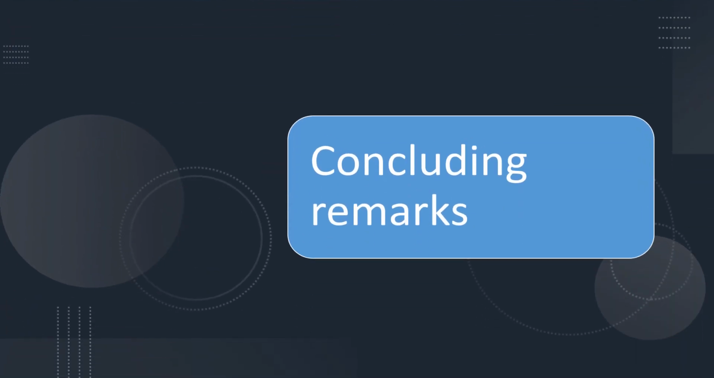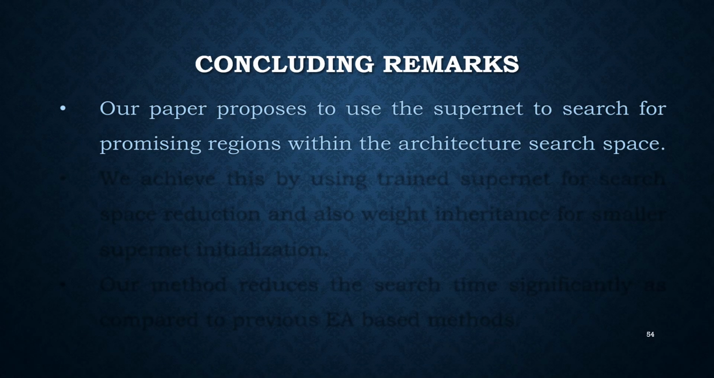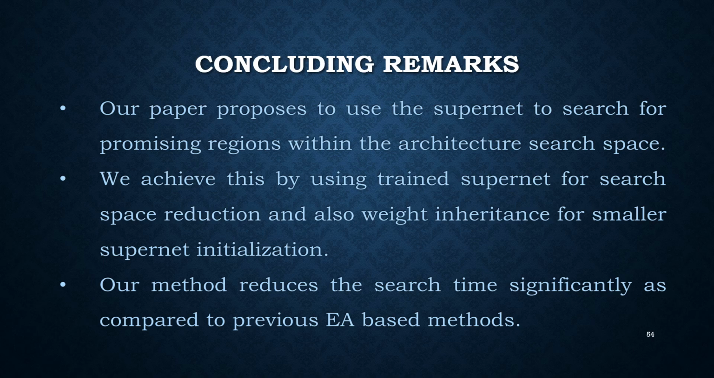Finally, in conclusion, our paper proposes to use the supernet to search for promising regions within the architecture search space instead of trying to search for the best architecture in the search space. We achieve this using the trained supernet for search space reduction and also using the weight inheritance for initializing the supernet for the smaller search space. Our method performs the architecture search in search time which is significantly less than the previous evolutionary based methods.